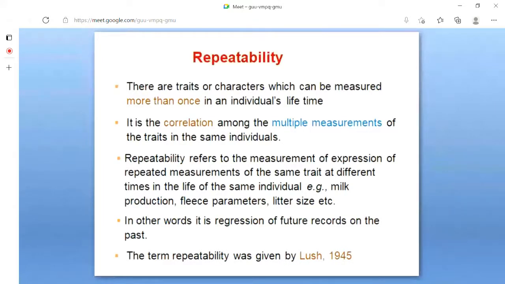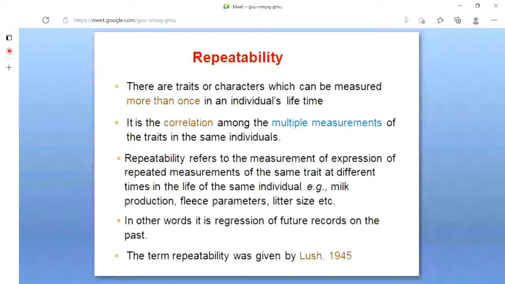So we know that heritability deals with the transmission of the genes, or the transmission of the characters. How much of the character will be transmitted to the progeny? That is measured by the heritability. Now, some of the traits, some of the characters, express repeatedly at different time intervals in the same individual.